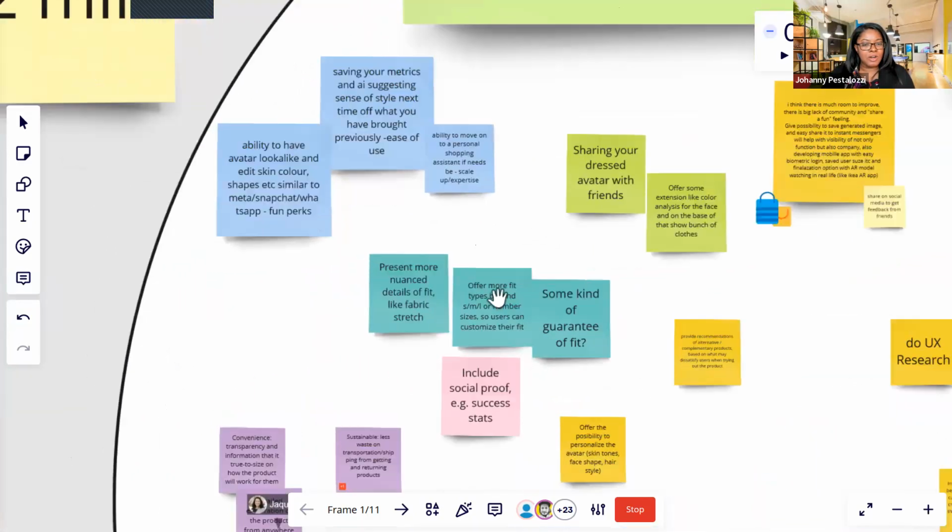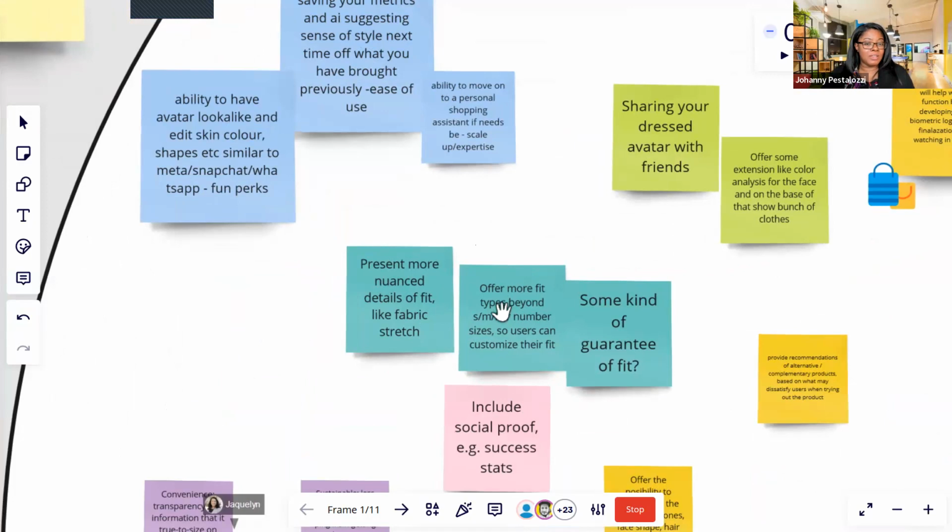Then other ideas are present more nuanced details of fit, like fabric, stretch, very nice one. Offer more fit types beyond small, medium, or large, or number sizes, so users can customize their fit.